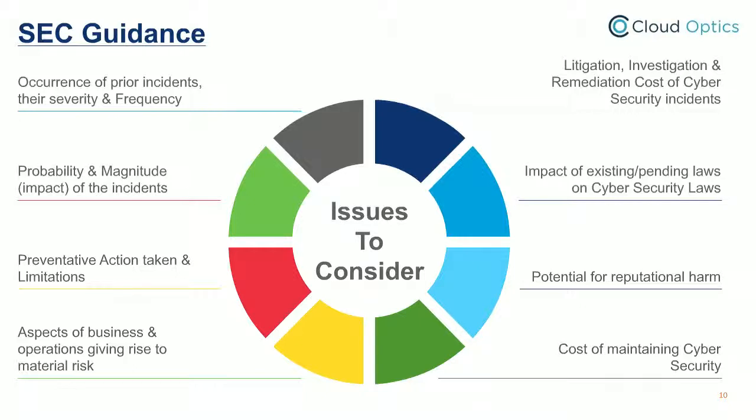Now, probability and magnitude of impact of the incident. So that's also something which needs to be considered carefully while disclosing to investors. What is the probability of these cybersecurity incidents, and what is going to be the magnitude of that? And similarly, on the occurrence side, how many times it has happened, prior incidents, and what was the severity and frequency. So all those aspects need to be considered while coming up with the disclosures from the company.